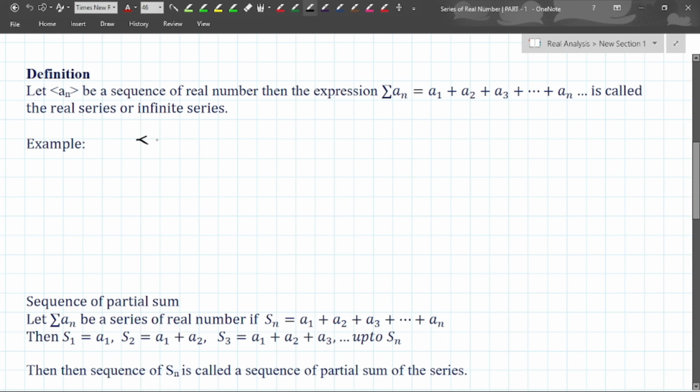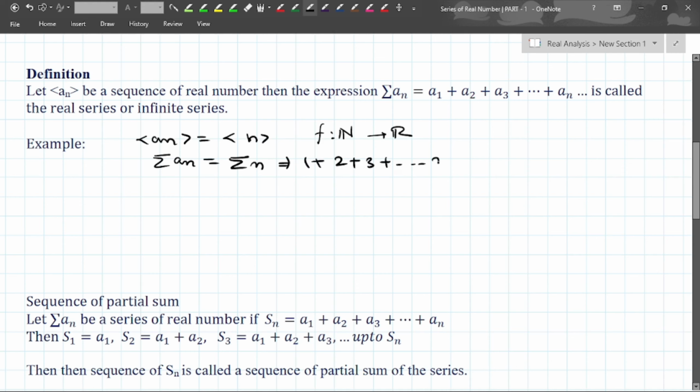Let's say an is a sequence, let's say it is my n sequence. So I will make it like this series, it means summation of n. A sequence is a mapping from natural numbers to real numbers, so it will start from natural numbers. So it is nothing but 1 plus 2 plus 3 up to n. Then let's say if I write summation n square, it is nothing but 1 square plus 2 square plus 3 square and up to n square, or up to infinity.